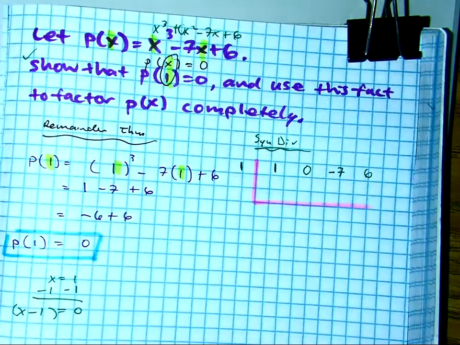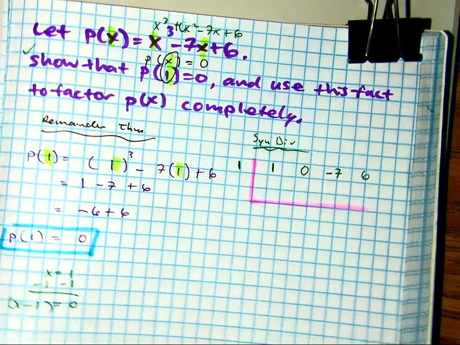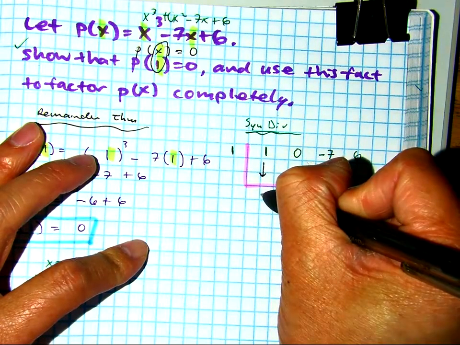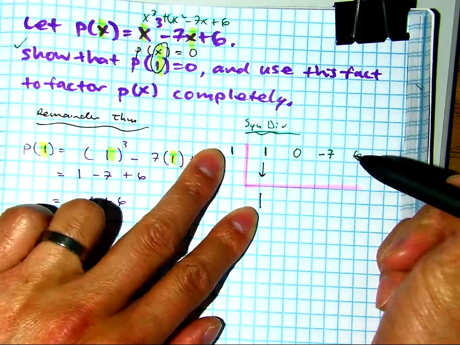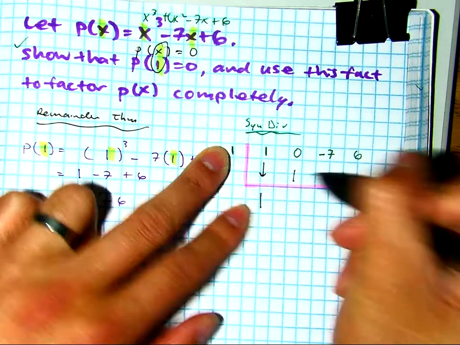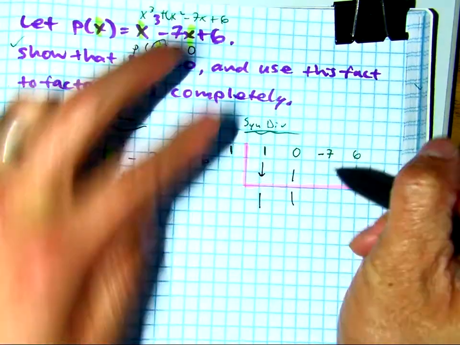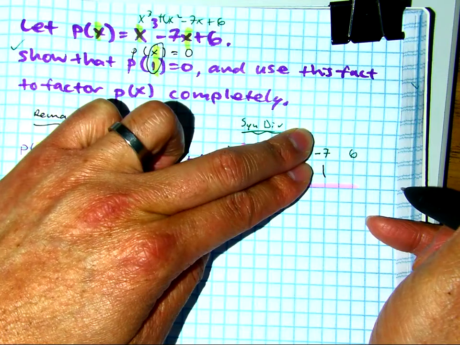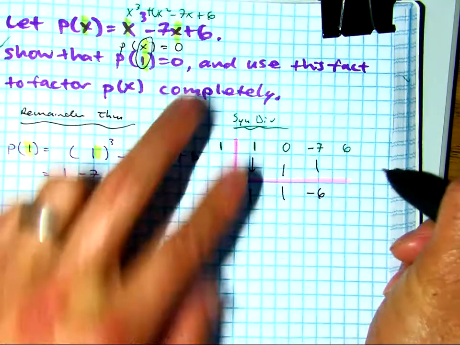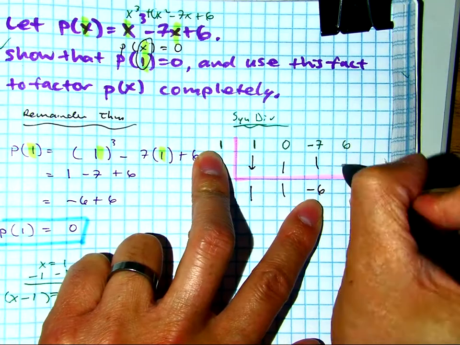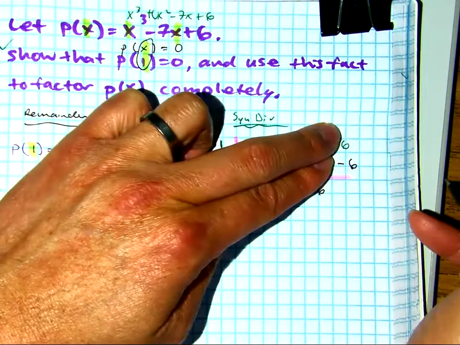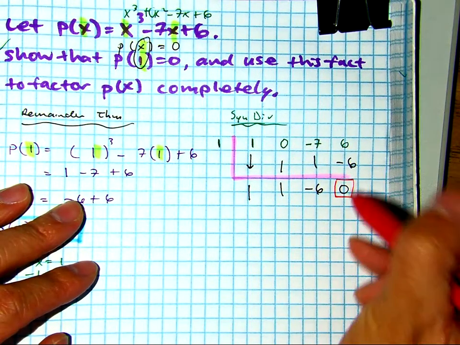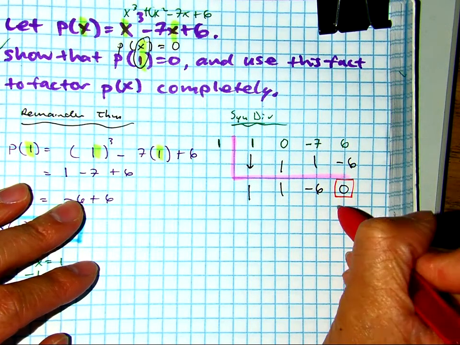Let's review synthetic division. I bring this down. What number goes here? Multiply. Add. Multiply. Add. Multiply. Add. This shows you that the remainder is 0, and yes, it's a factor.